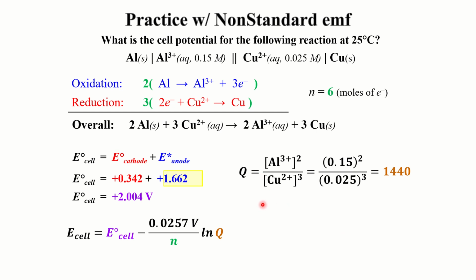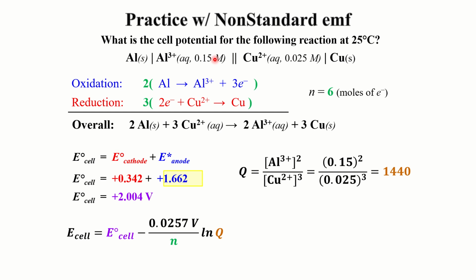Then we can set up our Q value. Remember, Q, the reaction quotient, is calculated the same way as the equilibrium constant, so it's products over reactants: Al3+ squared over Cu2+ cubed. Note that the copper and the aluminum are not included because they're solids. So you can plug in the concentrations you're given.